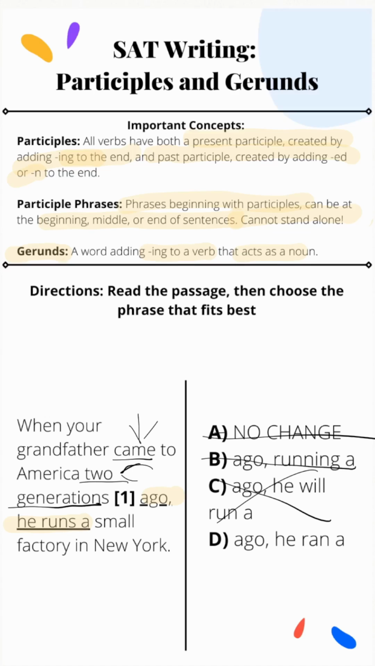Run is a little bit different and irregular in the fact that we use "ran" instead of adding an -ed or -n to the end of it. So it's just a little bit different, but it's that same idea. We're using the past tense to describe a verb that happened in the past.